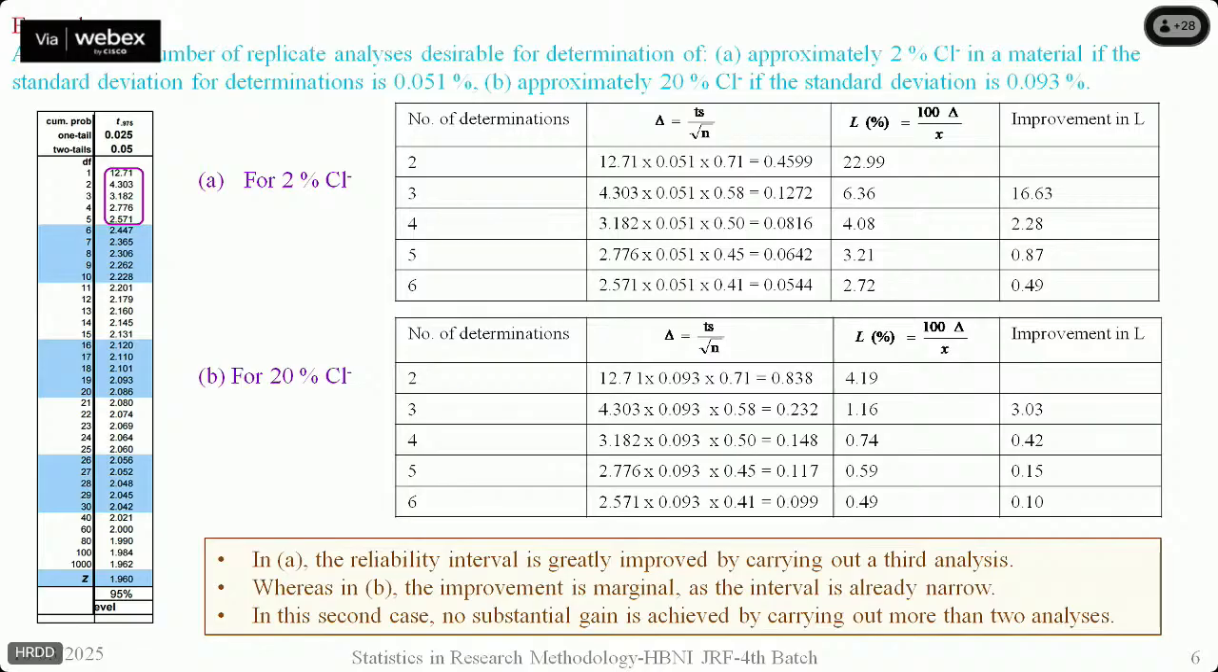L is the reliability interval in percentage. Yes. X is the actual value. For example, if you are calculating for 2% chlorine, X is 2, and the same unit as that of the other one. Standard deviation is also in the percentage unit. X is that actual value.